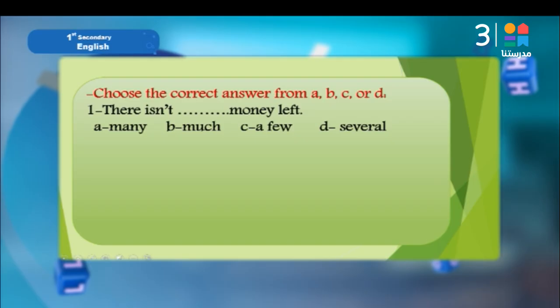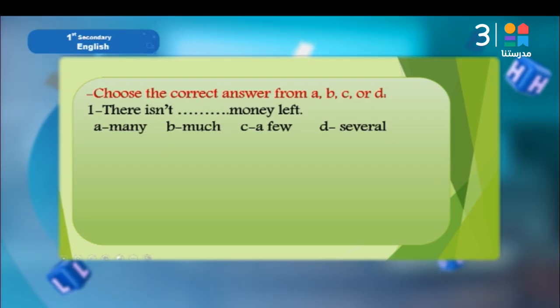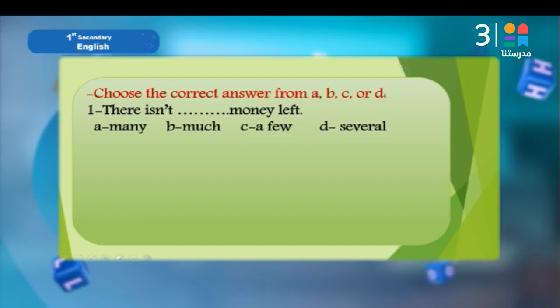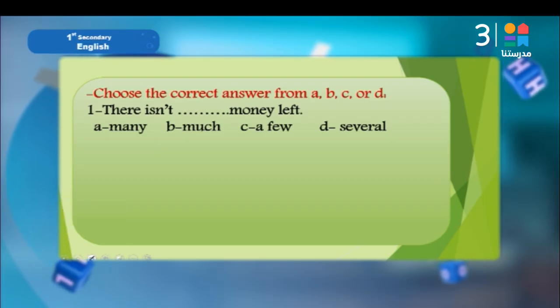Choose the correct answer from A, B, C, or D. Number 1, there isn't space money left. So money here is countable or uncountable? To solve this question, I first have to differentiate and distinguish between the countable and uncountable. Money is uncountable, of course. So which one will I use with it? Of course, I will use much.